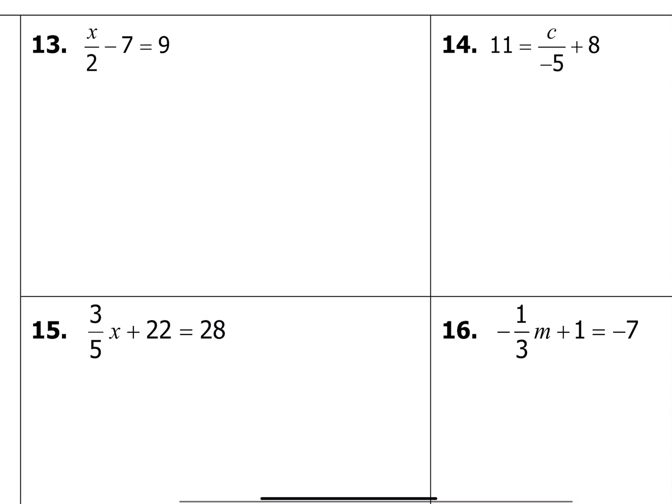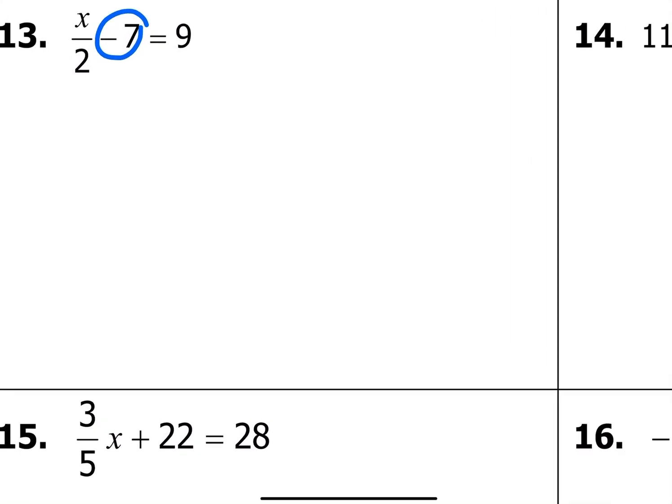So 13. Yes, there's a fraction here. No, don't get nervous. There's help on the front page. I'm going to walk you through it. Don't worry about the fraction until we have to worry about the fraction. First step is to undo the addition or subtraction, right? So we're going to get rid of the constant first.